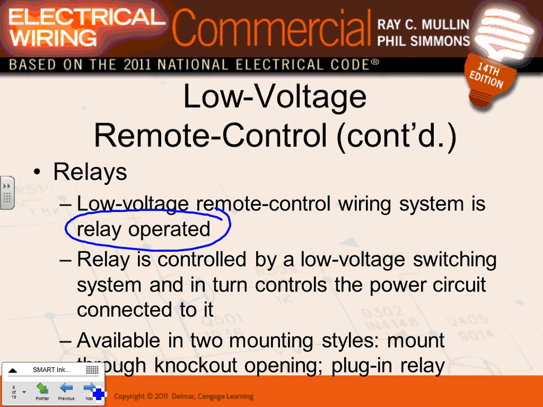Relays are available in two mounting styles: mounted through the knockout opening, or plug-in relays. So you can put these relays, guys, in a square box knockout, put your relay right there, attach it inside these knockouts, and then bring the hot in one side and the low voltage in the other side, and you get yourself a relay sitting right above this panel.